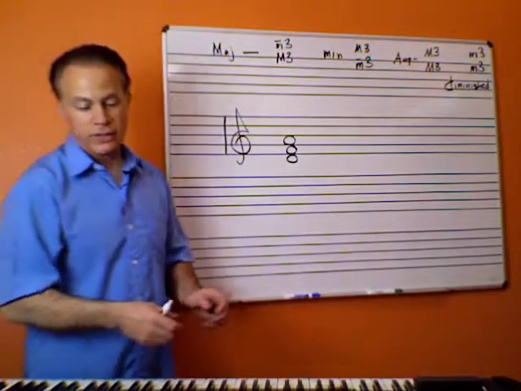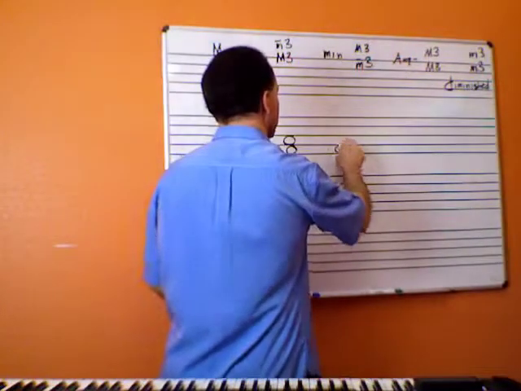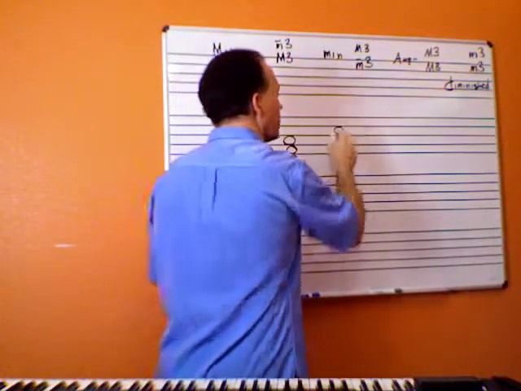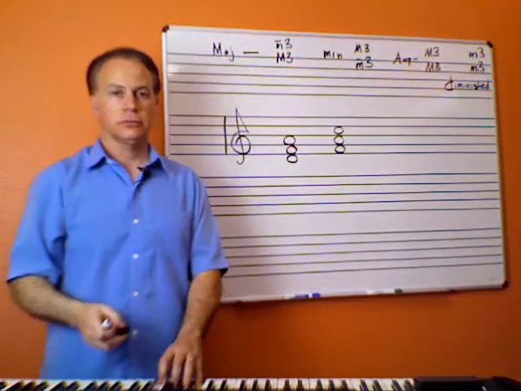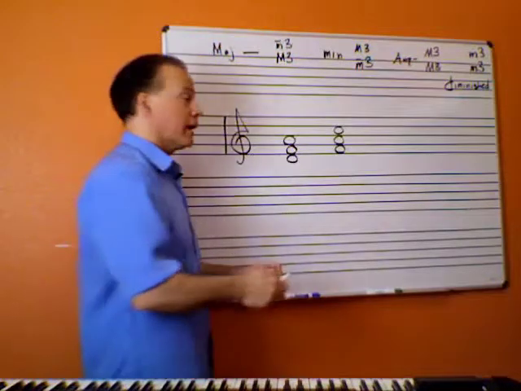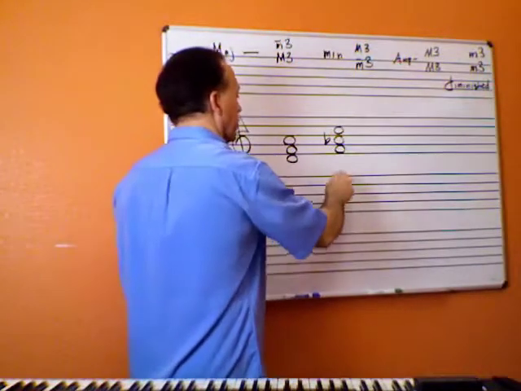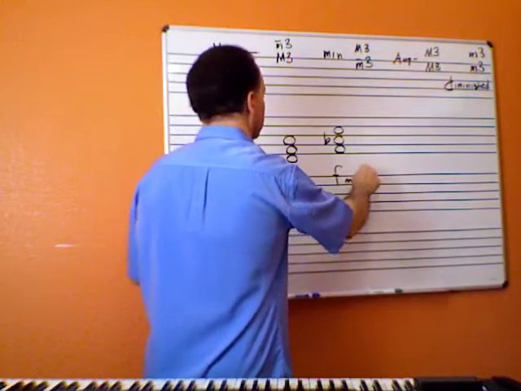The next one it asks for is an F minor triad. Well, I know F major is here, F, A, and C. So if I lower that third by a half step, that's going to give me my F minor triad.